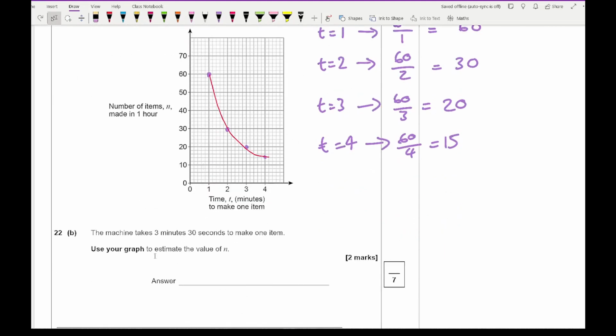Then for B, it says the machine takes 3 minutes 30 seconds to make one item. Use the graph to estimate the value of n. Well, 3.5 is here. So if I just go up the graph at 3.5, and as soon as it hits the graph, I then want to project across. Whatever number this is, that is the number you want to write down. So regardless of how you've joined it up, I'm going to assume it's roughly around 15, but I would accept any answer between 14 and maybe 17 potentially.